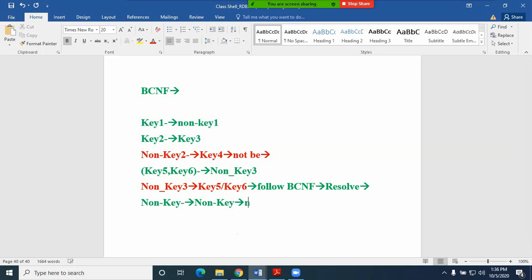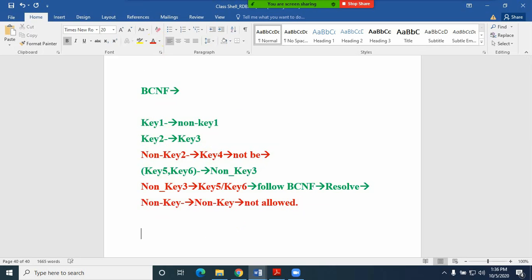This is also not allowed. So this combination we are not going to talk about, because with a non-key we are not going to consider any functional dependency, because functional dependency talks about a key as well as the non-key dependency.